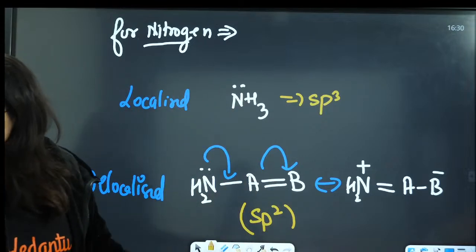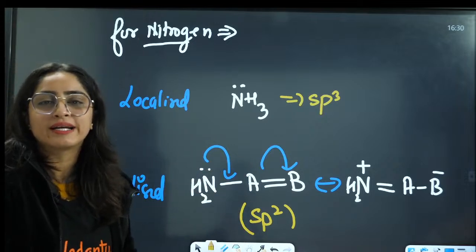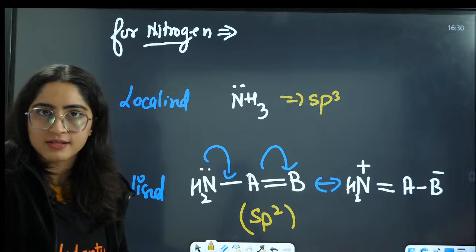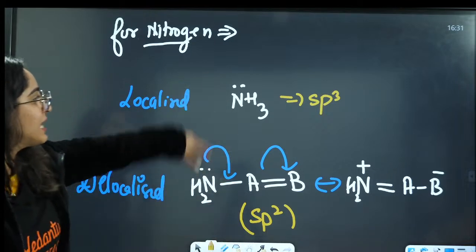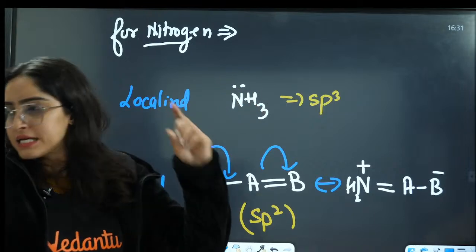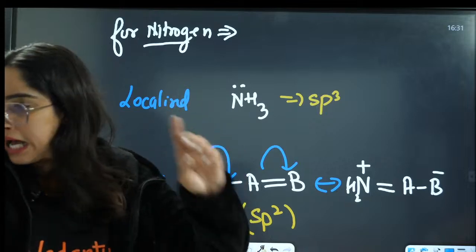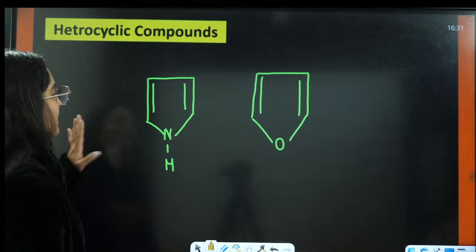But the interesting fact is, while calculating aromaticity and anti-aromaticity, you will always have complete conjugation. That means you will never have a localized nitrogen atom. You will always have a delocalized nitrogen atom. Understood, everyone? Perfect. Very nice.